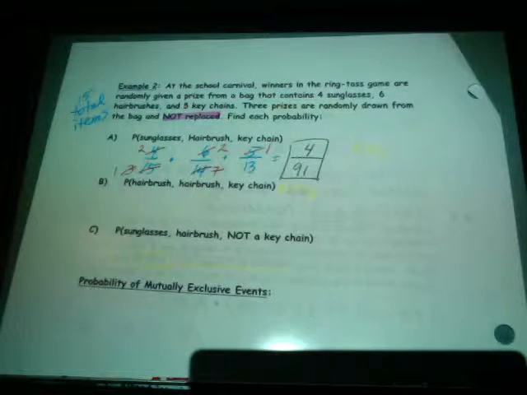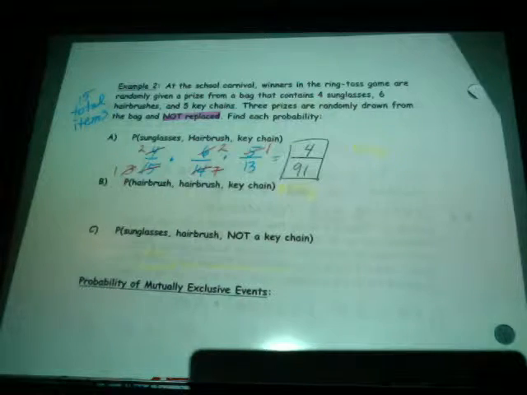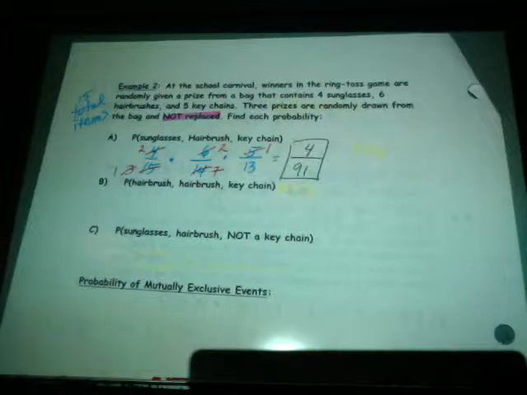Now, mind you, I am not just grabbing 3 things out of the bag. I'm drawing them one at a time. The fact that I'm drawing them one at a time affects the probabilities because one is dependent upon the other. All right, look at the second one. We have a whole new bag of 15 items with the same things in there. So I've refreshed my bag.